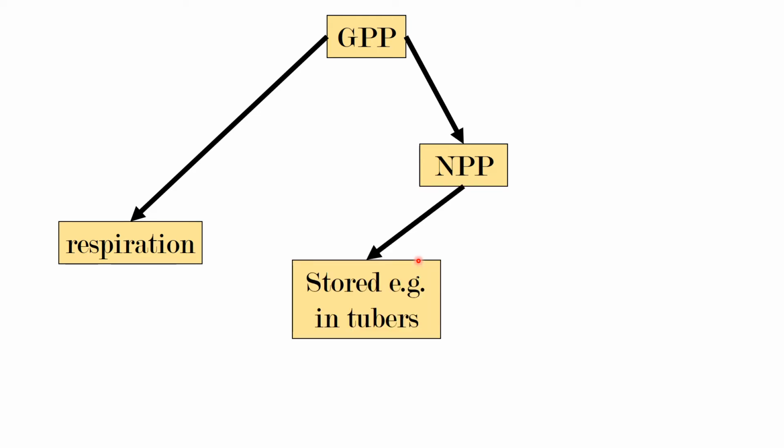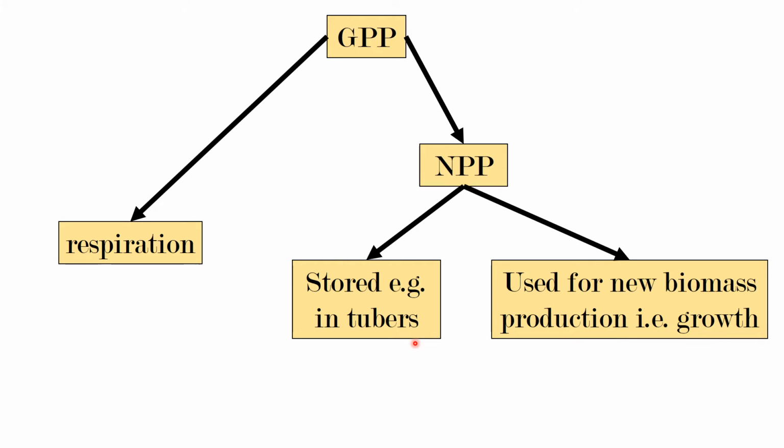Now that energy then can be stored. So for example, in tubers, your potatoes, potato plants use some energy for respiration, but then they store a lot of it as what we call the tuber underground. Alternatively, it can be used to make the plant bigger, so used for new biomass production, in other words, to grow.